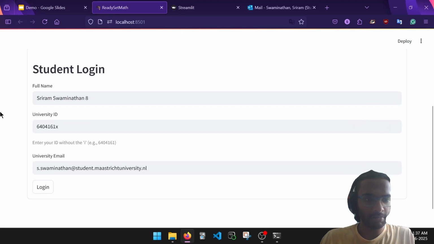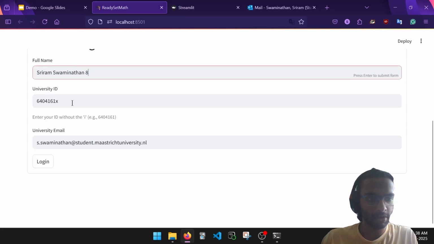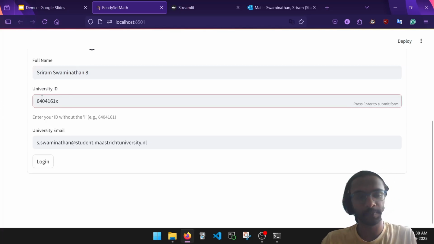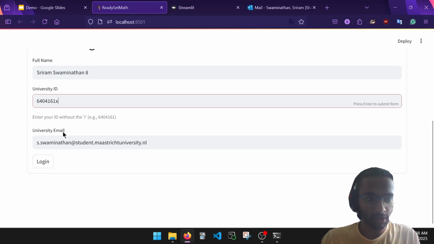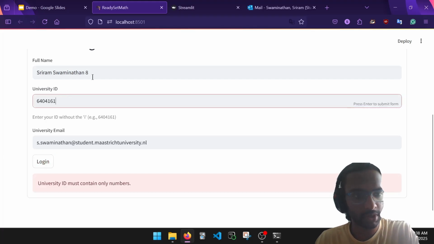We start at the login page, which does some pattern matching to catch some wild input, things like numbers in your name or letters in your university ID. Since this is made for students at the university, we expect them to enter their official university email. Let's quickly correct this input and move on.